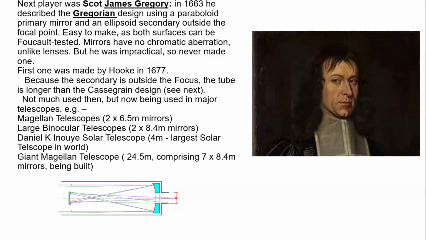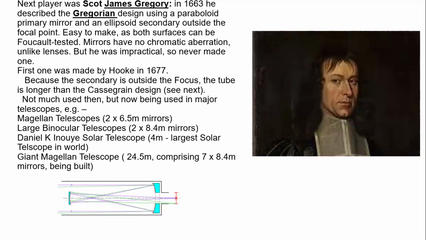So this is basically like your Cassegrain. The light comes down the tube, hits a concave mirror, is reflected back up to a secondary mirror, and then back down through a hole in the primary where you put your eyepiece. Since that secondary mirror is outside the focal point, as we'll see in a moment in comparison to the Cassegrain, that means the tube is just that little bit longer. But there are quite a few advantages. Going back to the story, the first one was actually made by Hooke in 1677, and because the secondary is outside the focus, the tube is longer than the Cassegrain.